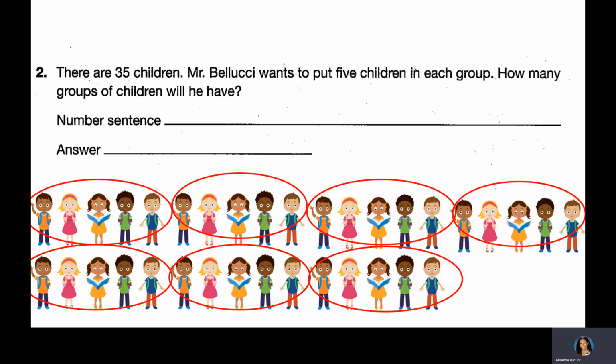How many groups of children will Mr. Bellucci have? If you guessed 7, you're correct. Here's what I did. I took 35 children and I divided it into 5 children per group. After I did that, I realized that I had 7 groups of 5 children. You don't have to label your number sentence, but you do have to label your final answer. 7 groups. You can pause the video here.